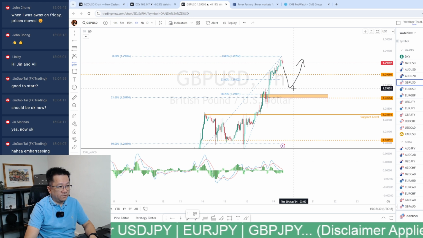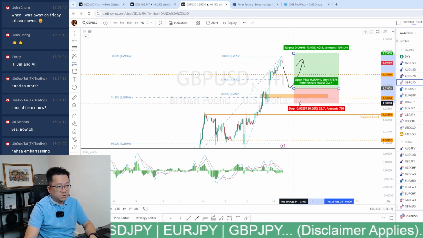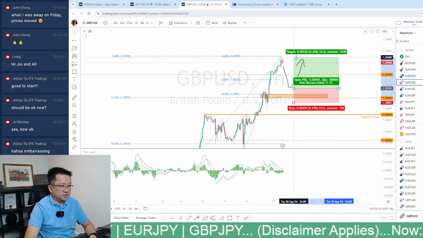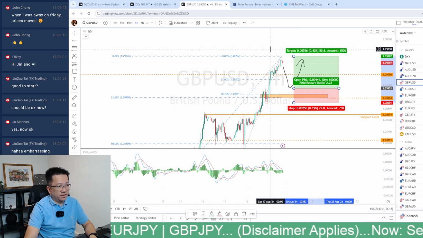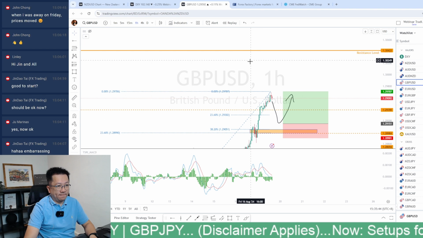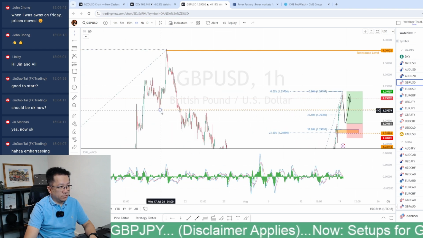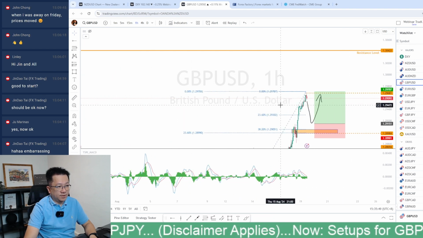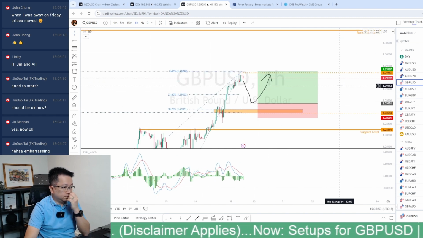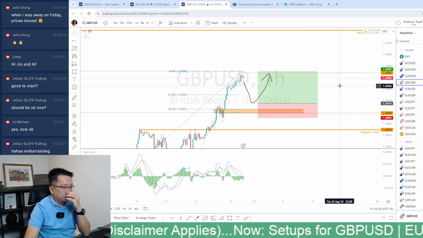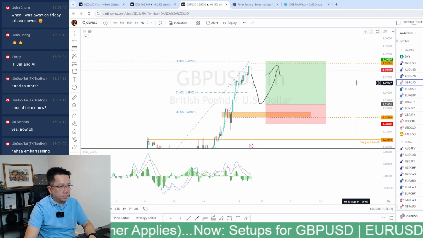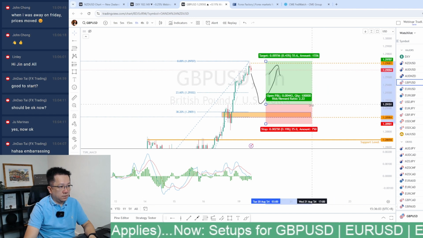1.2915, stop loss 25, take profit 55 first, and then maybe further to the upside on the resistance level. So I'll do that instead. That's what I'll be looking for on the pound dollar.